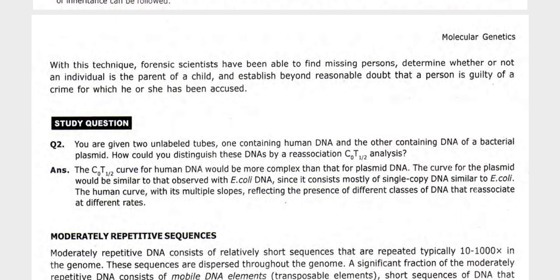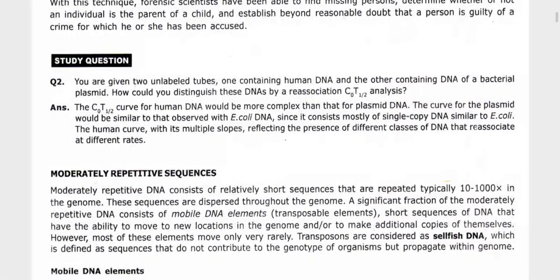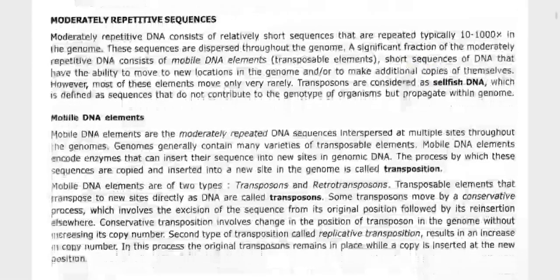You are given two unlabeled tubes, one containing human DNA and the other containing DNA of a bacterial plasmid. How could you distinguish this DNA by a reassociation of C0T half analysis? The C0T half curve for human DNA would be more complex than that of plasmid DNA. The curve for the plasmid would be similar to that observed in E. coli DNA, since it consists mostly of a single copy DNA similar to E. coli. The human curve has multiple slopes, reflecting the presence of different classes of DNA that reassociate at different rates, and moderately repetitive sequences.